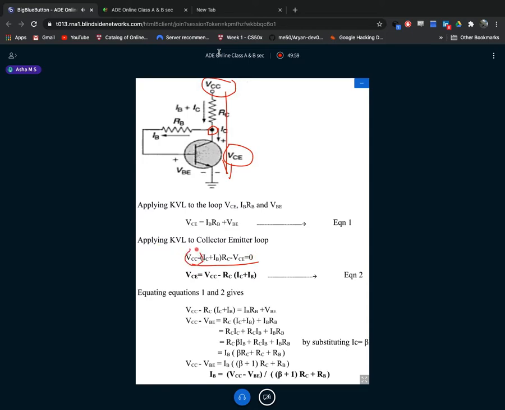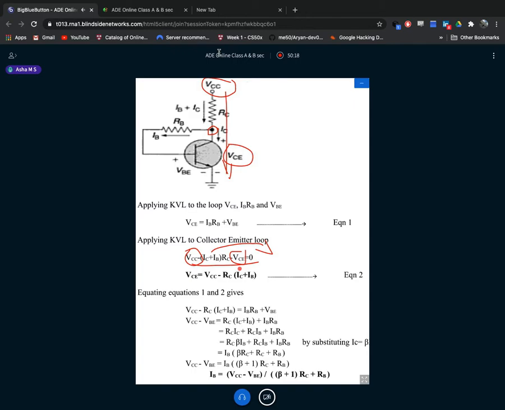Here also I'm taking the VCE, and this is the final value of VCE. VCE is equal to VCC. All the things I'm keeping this side, and VCE I'm sending to the other side. Okay, VCE is equal to VCC minus RC into (IC plus IB). I'm calling this equation number 2.